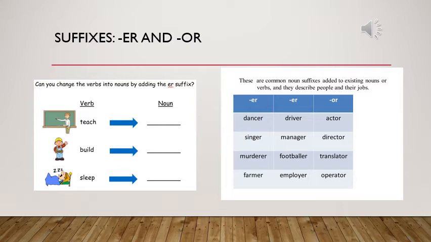Okay. You have teach. What do you add for teach? You add ER, so you will make it teacher. Teacher is the person who teaches people. Build is the verb. What do you add? You add, yes, ER, you make it builder. The person who builds houses, we call it builder. Sleep, again ER. So sleeper. Sleeper is the person who sleeps.